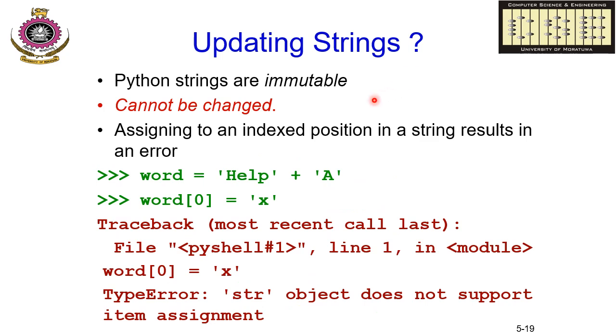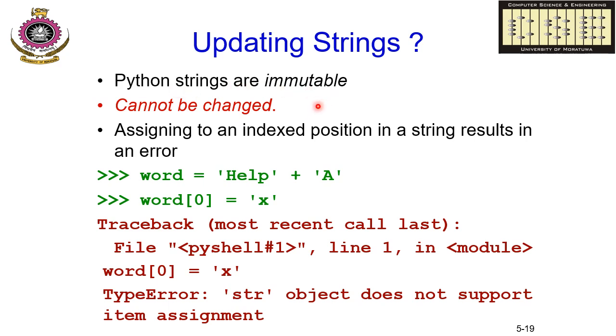Now if you look back and recall your memory about lists, we were able to change items inside lists. We were able to update list items, right? But asking the question, can we do the same for strings? Can we update the items inside strings? The answer is actually no, they cannot be updated or changed, because Python strings are immutable.